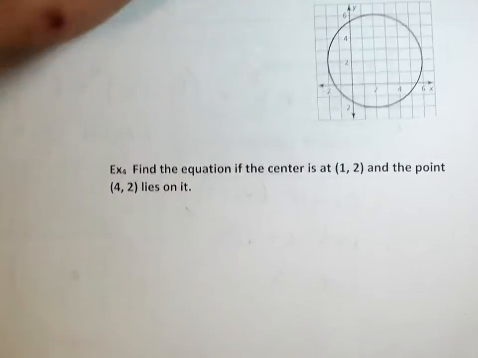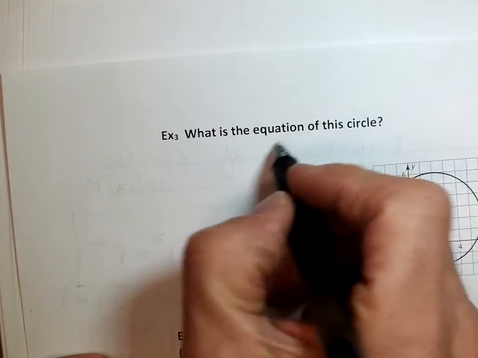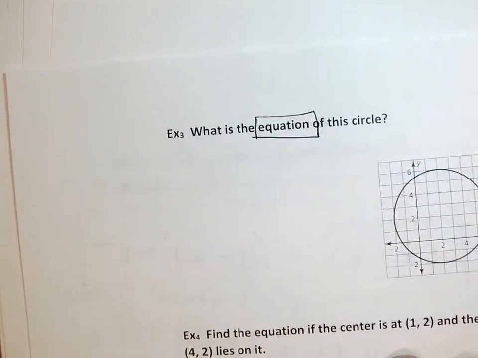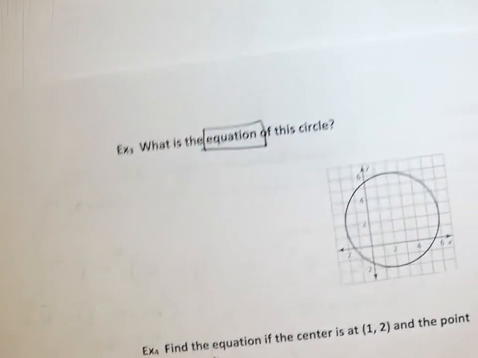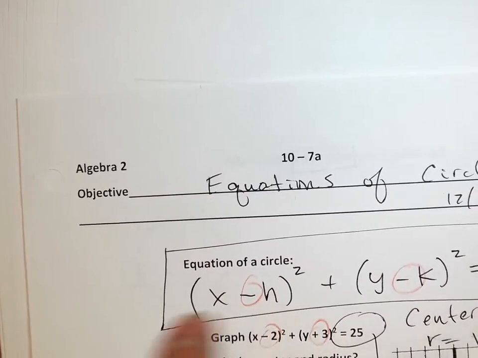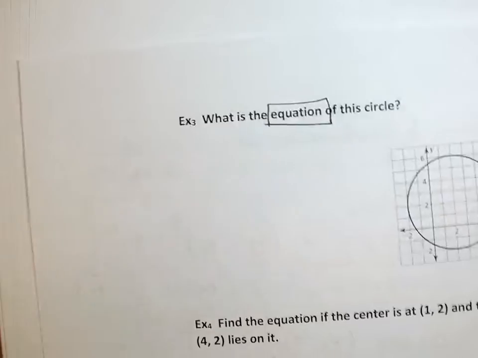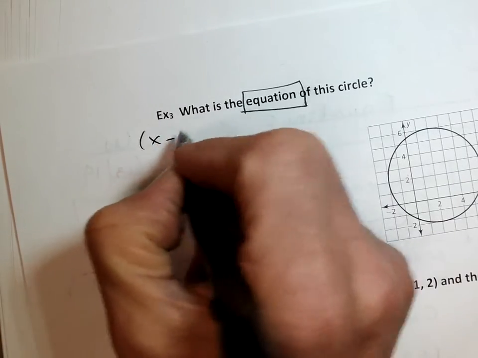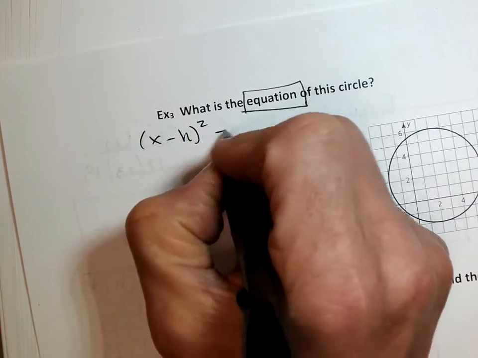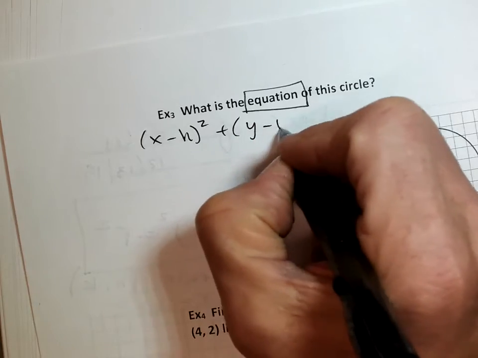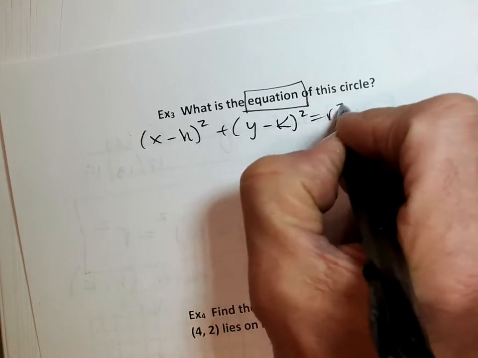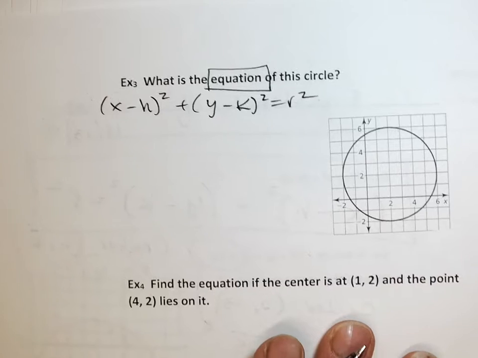Okay, example 3. What is the equation? So when I see that word, if I'm looking for the equation, I like to start with the equation of a circle, right? I'll start with my x minus h squared plus my y minus k squared equals r squared, because that's my standard form of a circle, right?